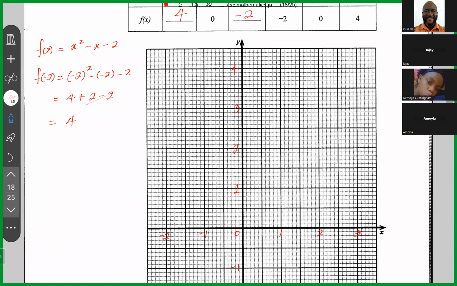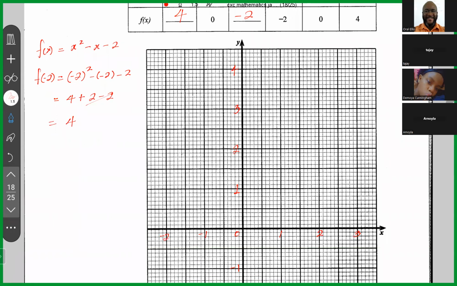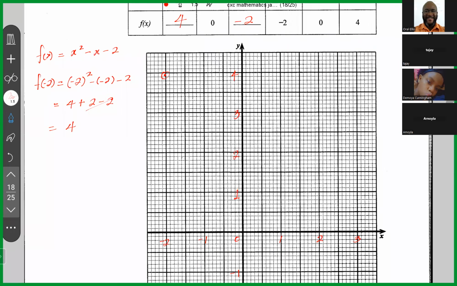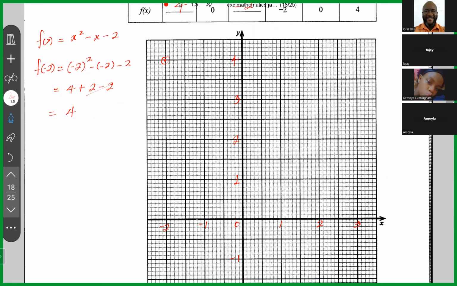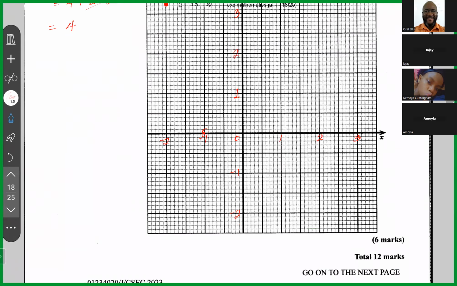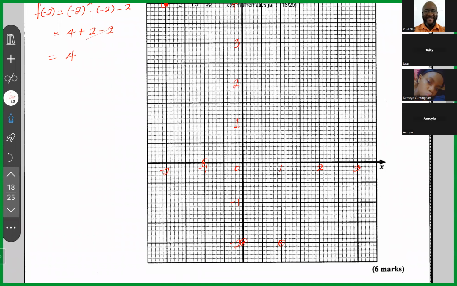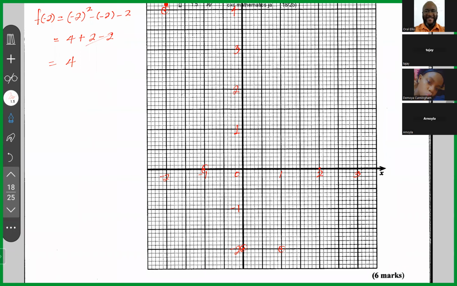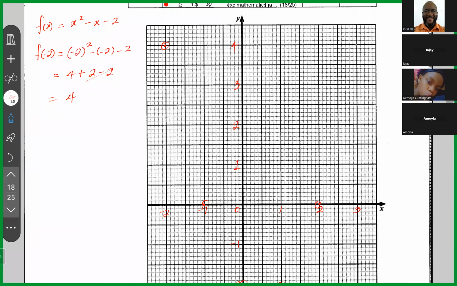All right, so the first point I'm plotting is the point minus 2, 4. Minus 2, 4 is here. The next point is minus 1, 0, which is here. Then 0, minus 2, which is here. Then 1, minus 2, which is here. Then 2, 0, which is here. And 3, 4, which is here. So I plot all my points. Now I'm ready to draw my graph.